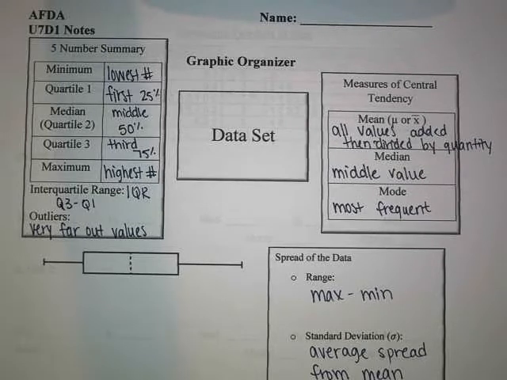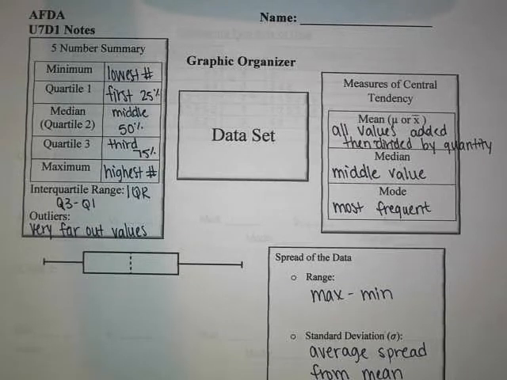On day 1, we talked about a lot of vocabulary, and we started with this graphic organizer. I already filled in some important parts, so let's start here. Our minimum is your lowest number, your first quartile is basically your first 25%. Your median is also known as your second quartile, so that's basically the middle. That's 50% of your data. Your third quartile is your third piece of your data, which is also 75%, and your maximum is your highest number.